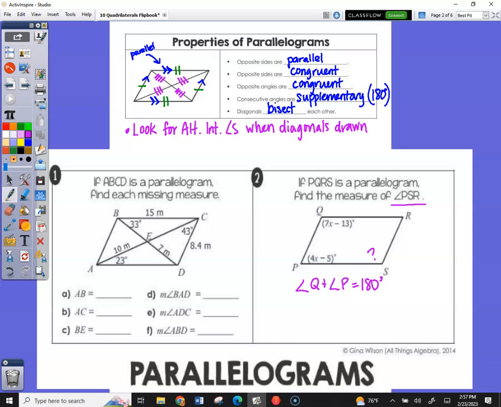Alright. Solve it for X. I need to calculate. Solve for X.